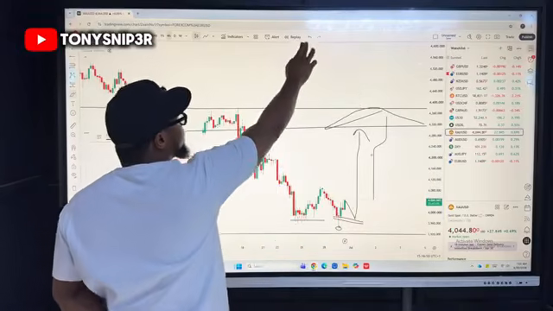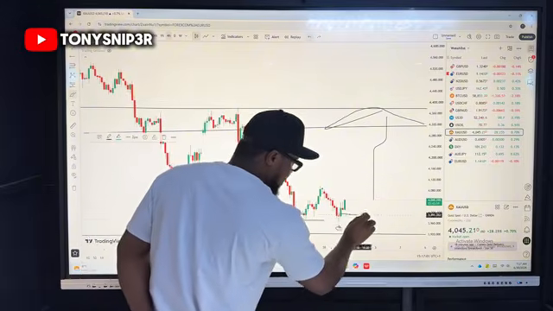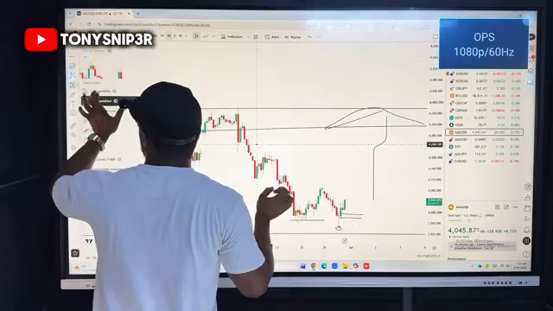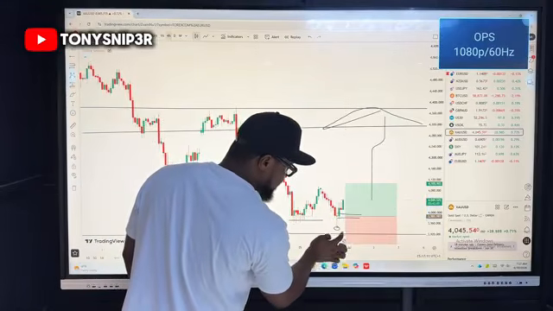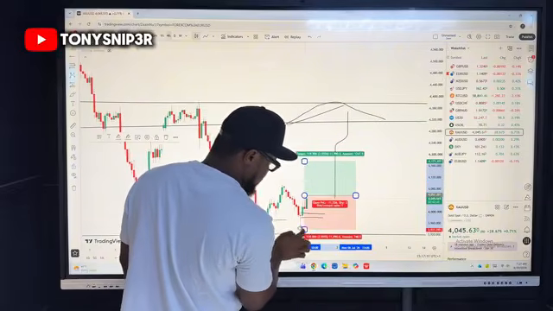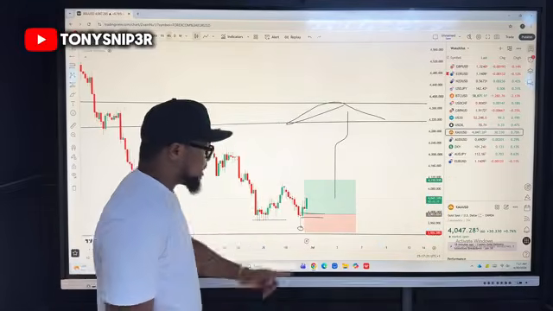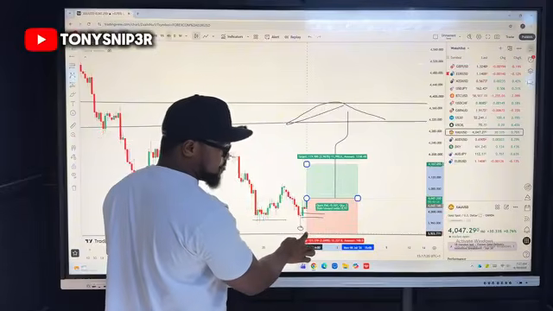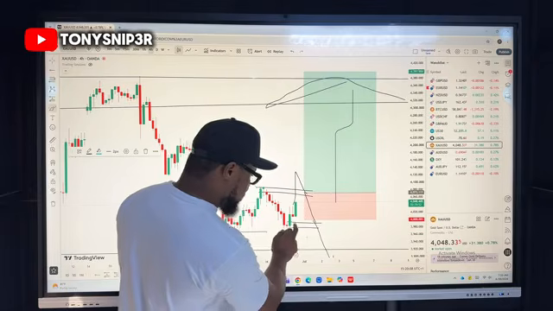Or if the market does not give you a retracement, because you need that retracement to this level so that you can set your SL here. Instead of buying from here and setting your SL here, you can see how big it is, right? If this market should break below this zone here, it will change direction.